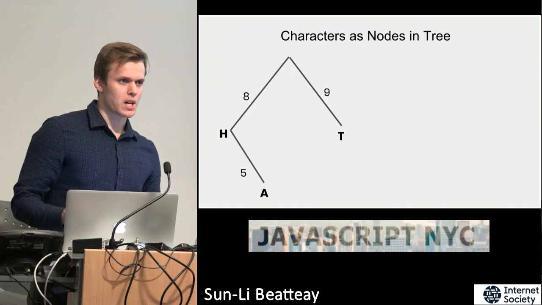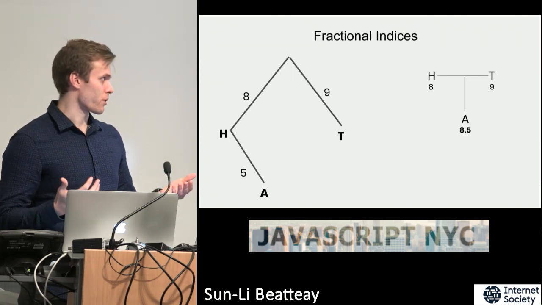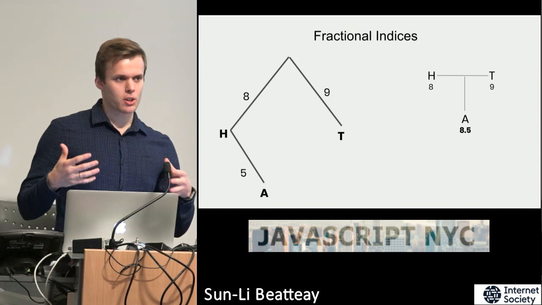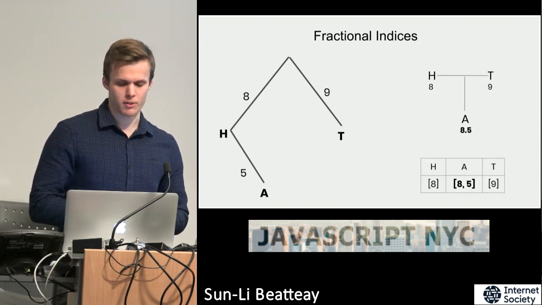So what I've essentially done here is create a fractional index. A is going to have a value of 8.5, and how we represent that in code is just an array of values, so 8 and 5. So that's where that is coming from.